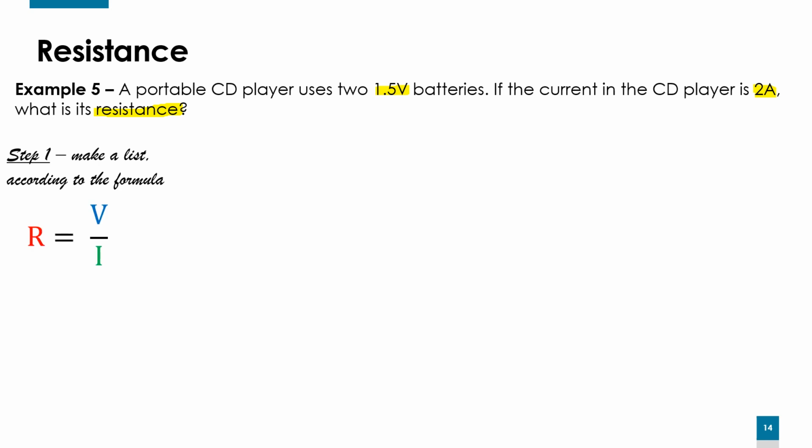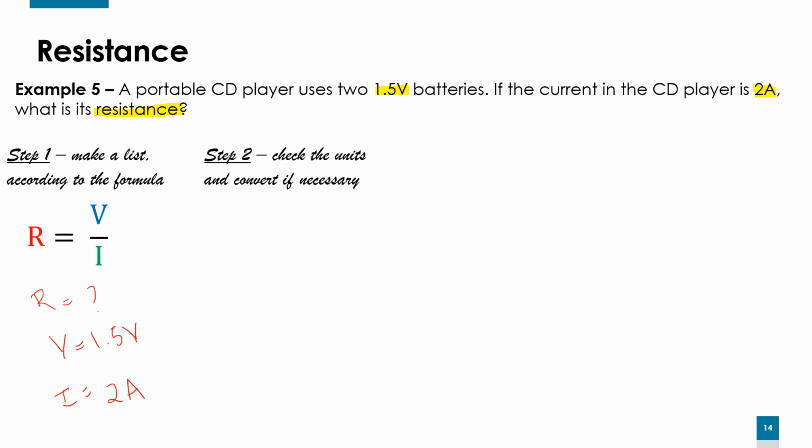So make a list according to the formula. Here, resistance, I don't know. Voltage, 1.5 volts. Current is 2 amperes. Step 2, check the units. Resistance will be in ohms. Voltage in volts, so it's right. And current in amperes, right.